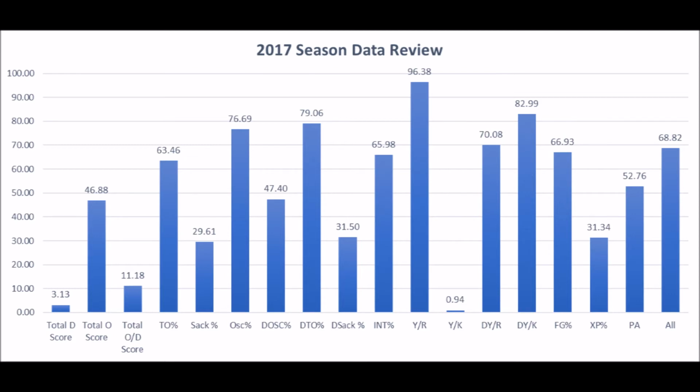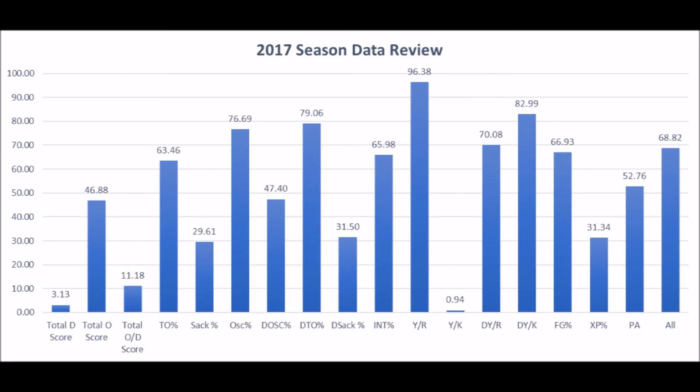So both those areas were better. Field goal percentage was not amazing, but it definitely was kind of where it needs to be, at least for the averages in terms of winning football games. Extra point percentage was below average. Punting average was about average. And then their overall score was 68.82, which is above average. So this Lions team, compared to every team in the NFL since 1998, was above average from a statistical standpoint.